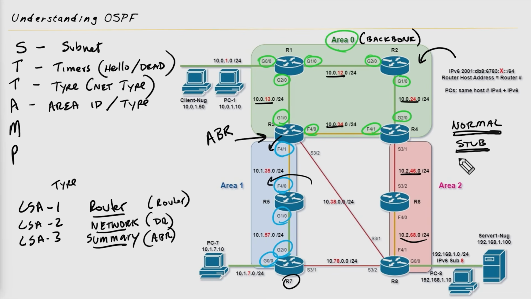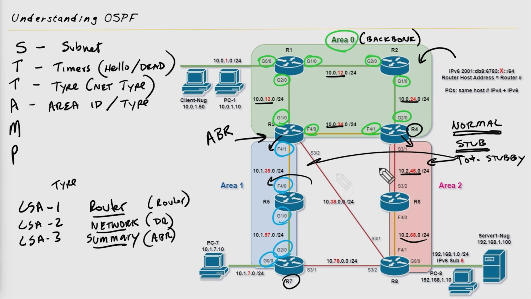And there's also an option of something called a totally stubby area. So let's imagine we made these areas a totally stubby area, both of them. What that means is these two routers, R3 and R4, which are the area border routers for area 1 and 2 respectively, with a totally stubby area, they are not going to forward in even the summary routes. So area 1 here and the routers here wouldn't learn about 10.0.12 and 10.0.34 or anything else because the ABR in a totally stubby area is not sending those routes.